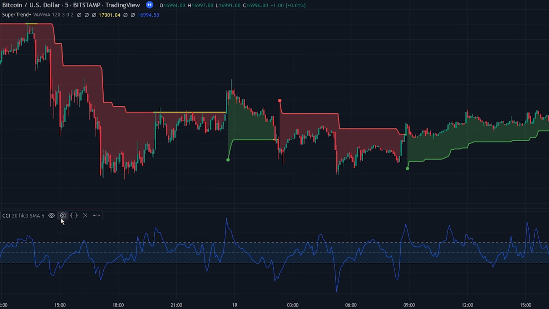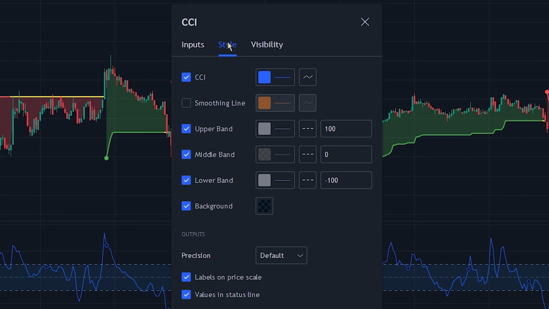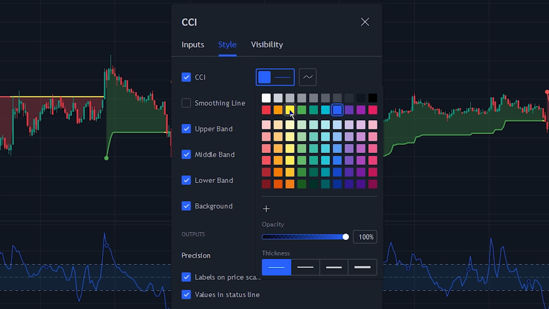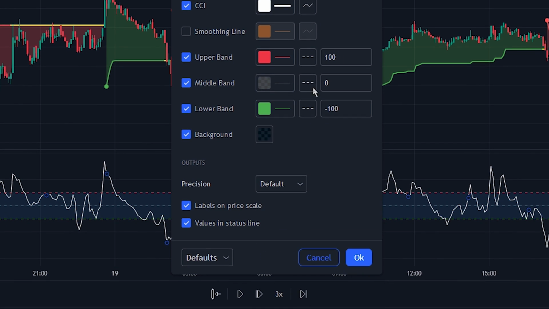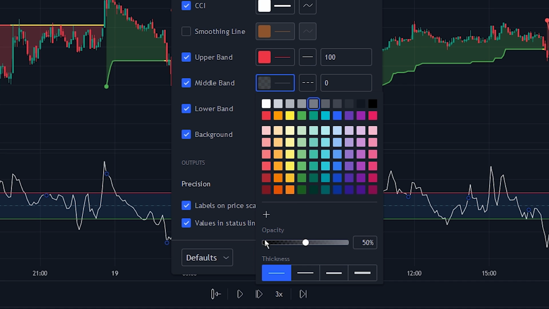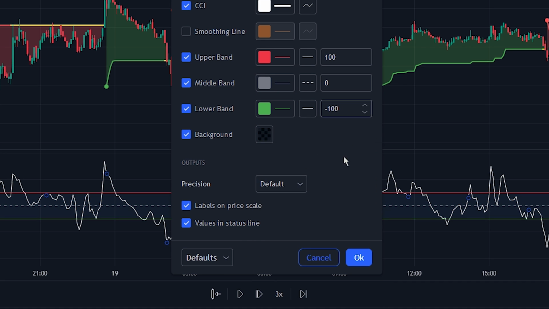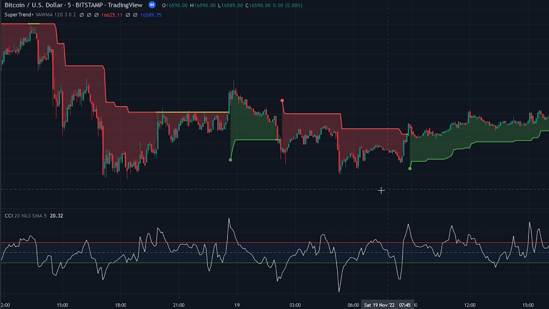Navigate to the CCI settings and click on the Style tab. We will first be changing the color of the CCI indicator to make it more visible. After that, we will change the colors of the upper and lower bands. Make sure you also change the lines from dotted to solid. That was all that we needed to change. Now let me show you how the strategy works and when we will be entering into a position.